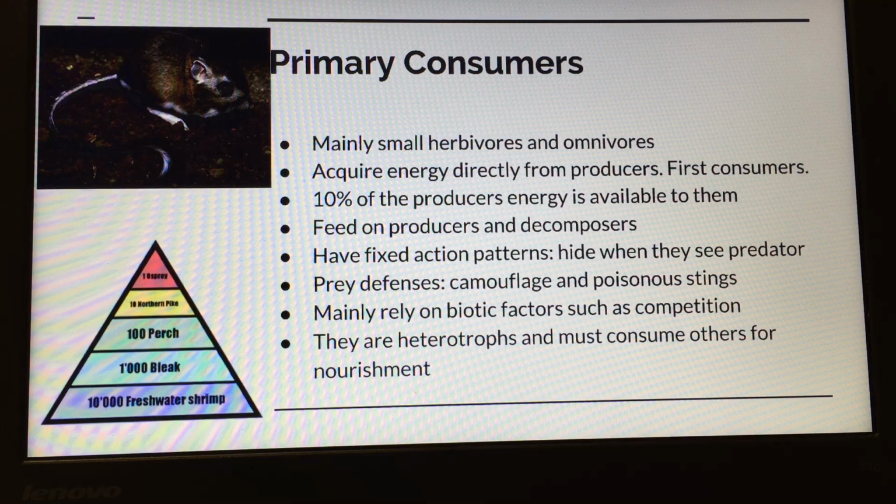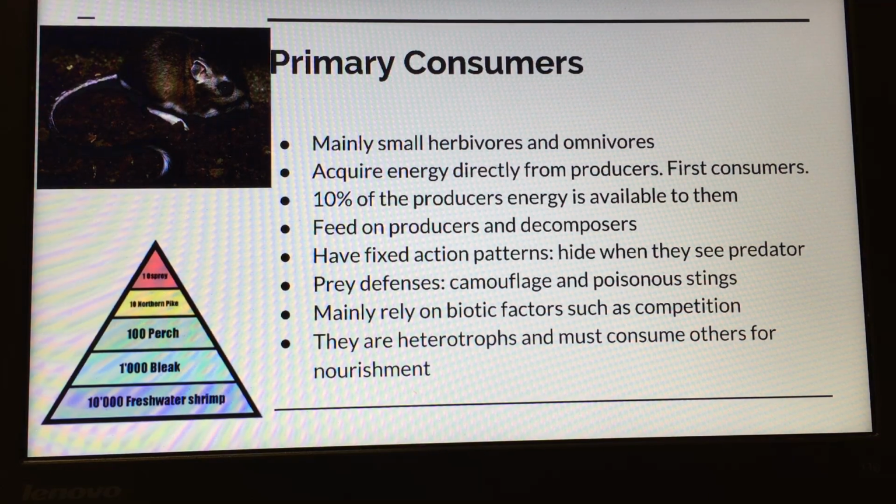Primary consumers are mainly small herbivores and omnivores. They acquire energy directly from producers. 10% of the producer's energy is available to them, and as you see at the bottom left of this page, there's an energy pyramid of an ecosystem in the ocean, where it shows that 10,000 freshwater shrimp can support one osprey, and that is applicable to many other ecosystems, including the Sahara Desert, where it takes a lot of cactus to support the top tertiary consumers, such as a mountain lion or a red-tailed hawk.